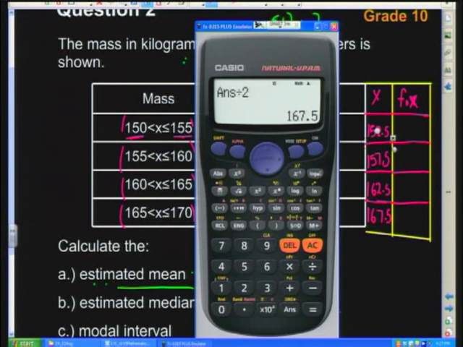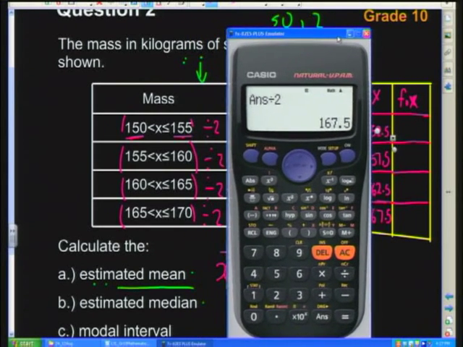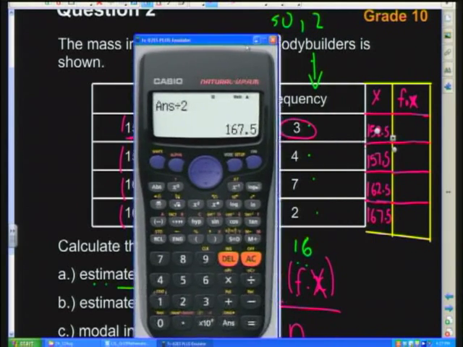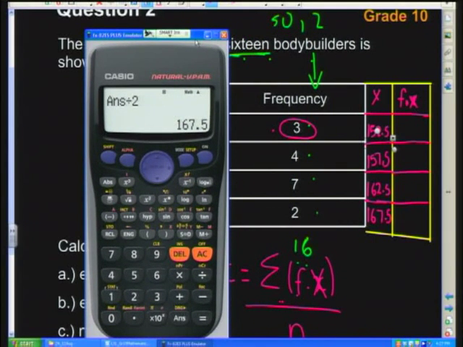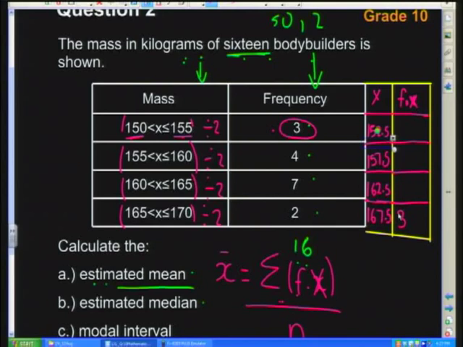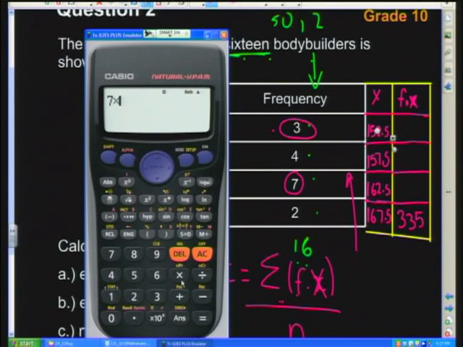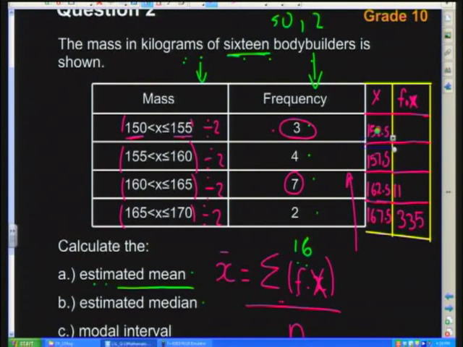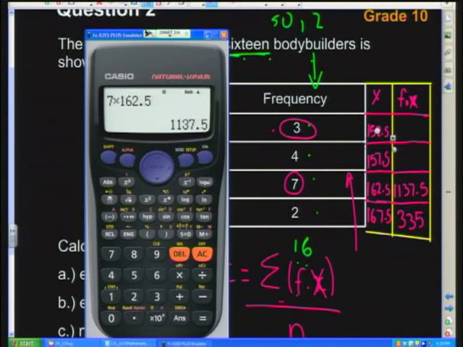So the first, we'll start from the bottom and go up. So we've got 167,5, and our frequency for that last midpoint was 2. So we're going to say 167,5 times 2, and we get 335. Okay, so we're going up, remember. The next frequency is 7, so we're going to say 7 times 162.5, and that gives us 1137,5. Right, and you just go up the table doing exactly the same thing for each of them.